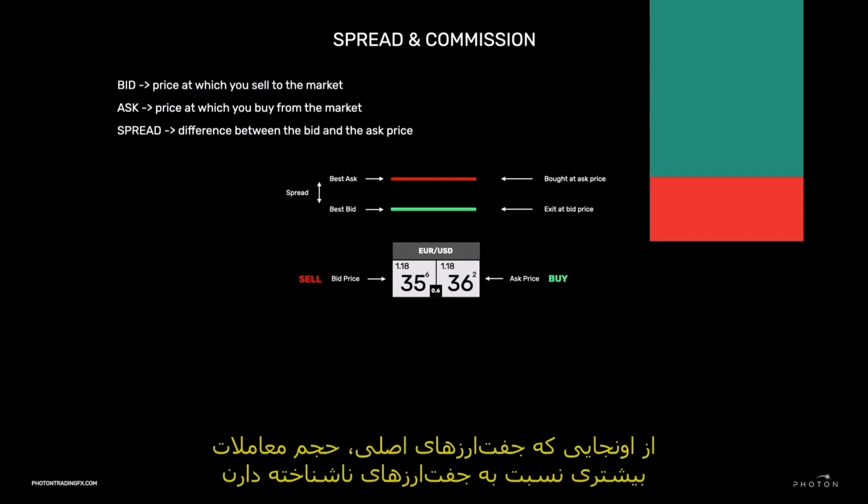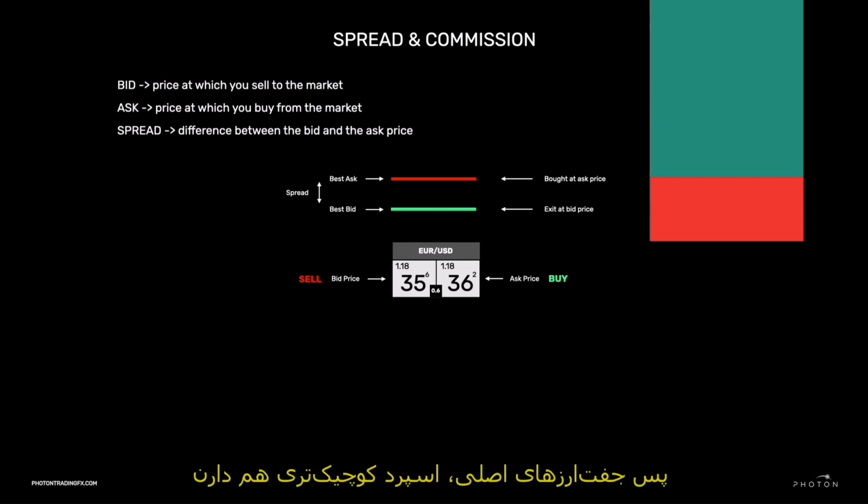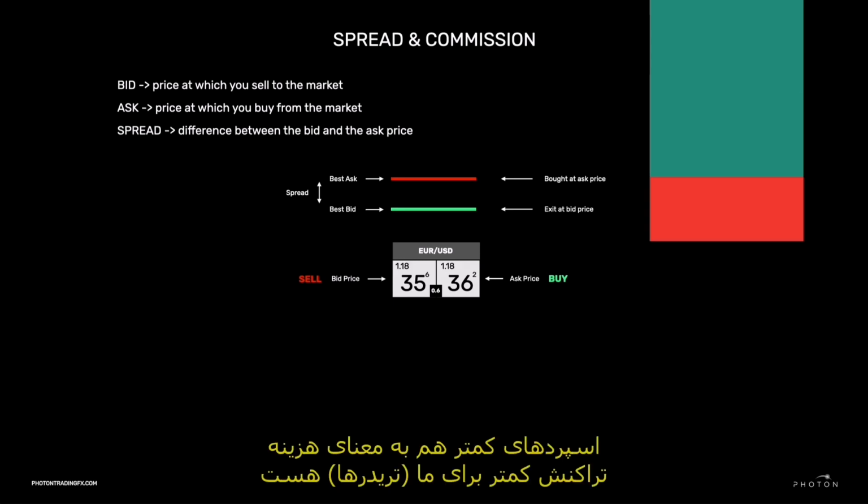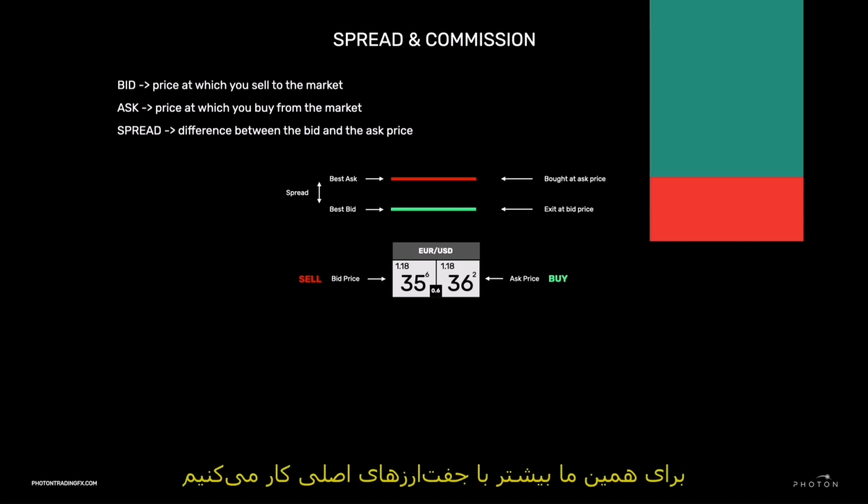So the major currencies have a higher trading volume than those smaller and more obscure exotic pairs. So therefore the majors generally have those lower and narrower spreads. And obviously lower spreads mean lower transaction costs for us as traders. So that's why we stick to the major pairs.